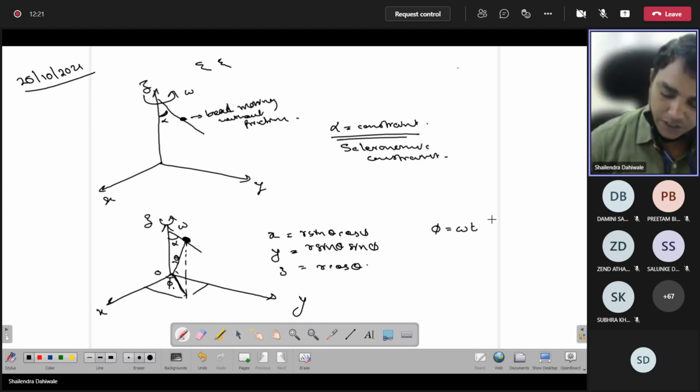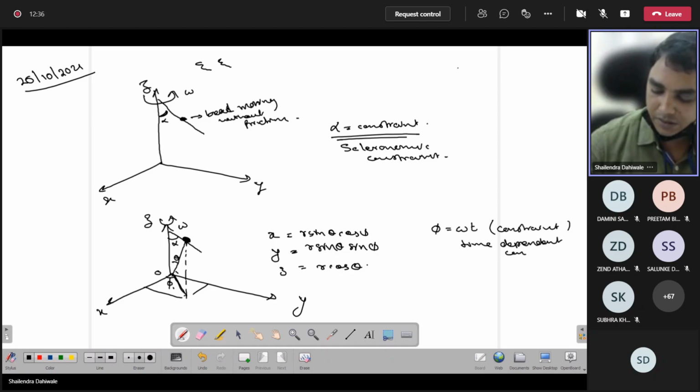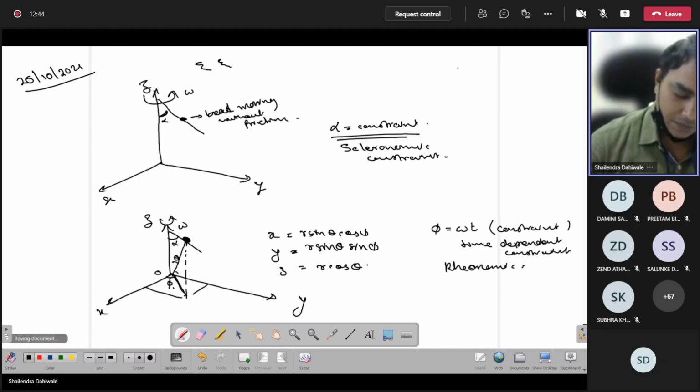So you have one more constraint here. This constraint is time dependent. So this is again a constraint, a time dependent constraint, and as I said, time dependent constraints are rheonomic.